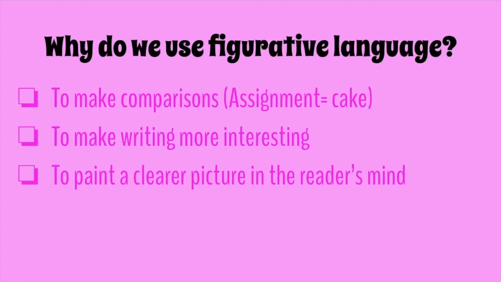Now we're going to talk about why we use it, because you're probably like, okay, why do I have to learn this? We use it for a couple different reasons. Number one is to make comparisons. The first comparison that I made was that your assignment was the equivalent of cake. I don't literally mean that your assignment is cake. I mean that your assignment is easy, like a piece of cake. Like a piece of cake literally means I have a piece of cake, but the figurative meaning would be it's really easy.